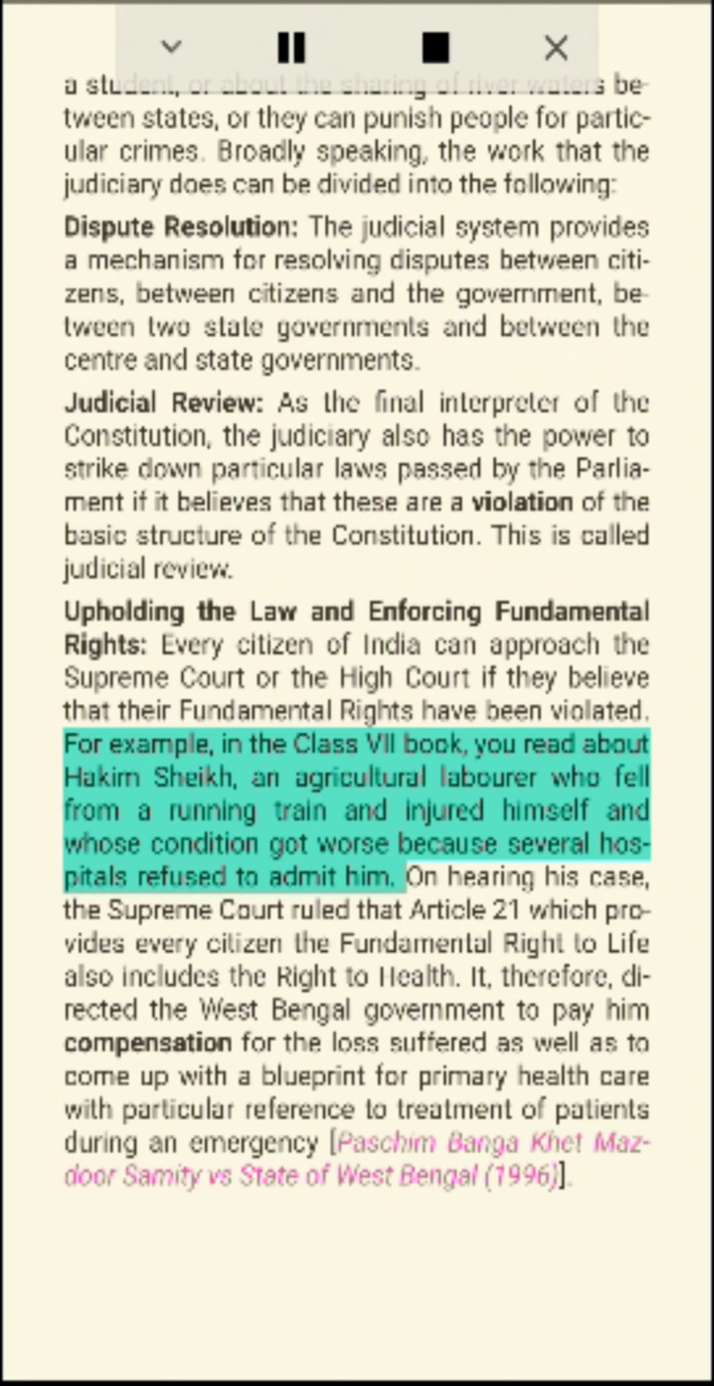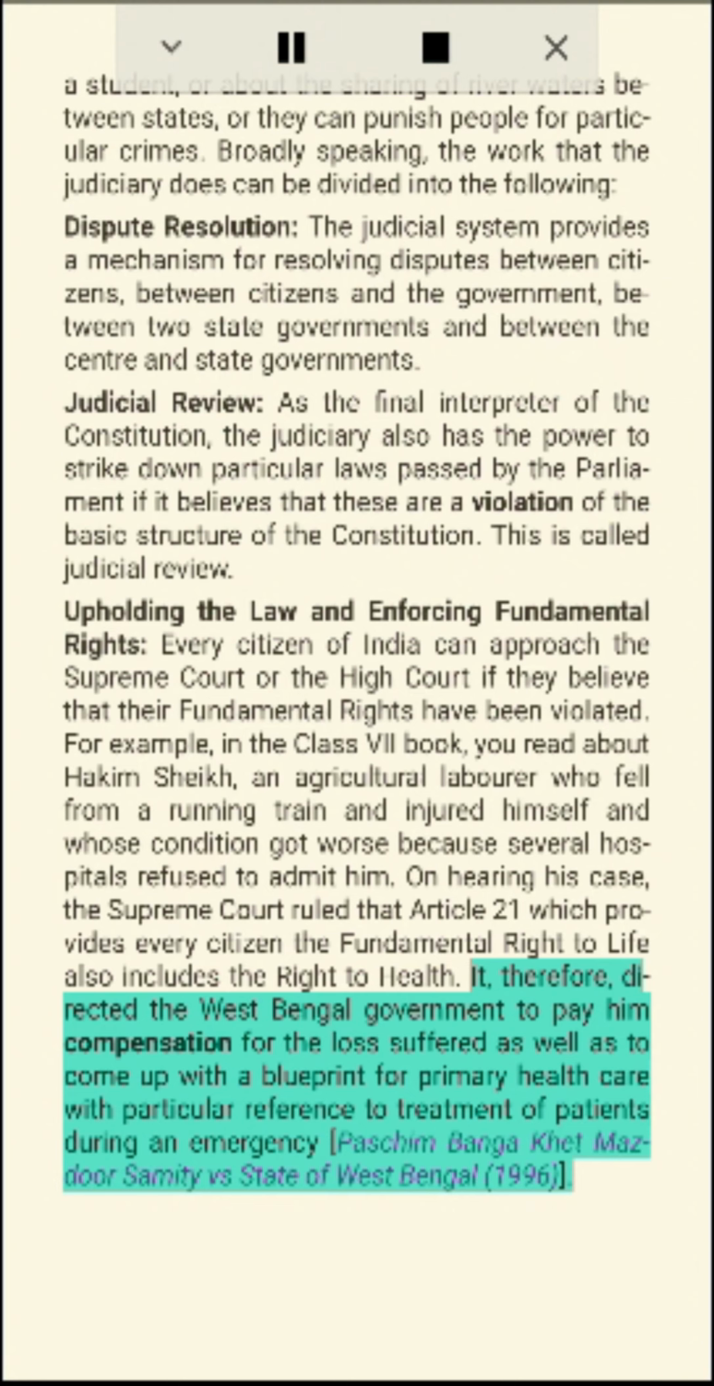Every citizen of India can approach the Supreme Court or the High Court if they believe that their fundamental rights have been violated. For example, in the Class 7 book, you read about Hakim Sheikh, an agricultural laborer who fell from a running train and injured himself and whose condition got worse because several hospitals refused to admit him. On hearing his case, the Supreme Court ruled that Article 21, which provides every citizen the fundamental right to life, also includes the right to health. It therefore directed the West Bengal government to pay him compensation for the loss suffered, as well as to come up with a blueprint for primary health care with particular reference to treatment of patients during an emergency.